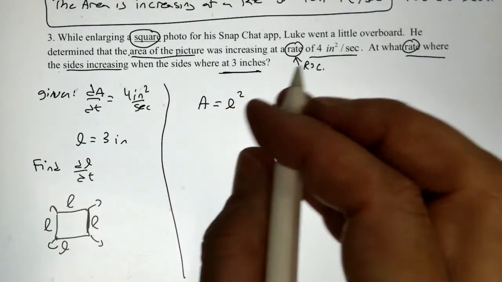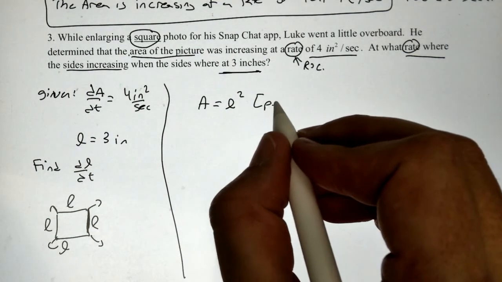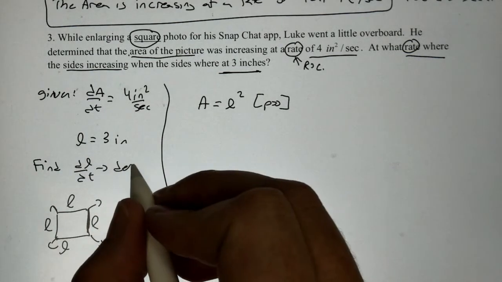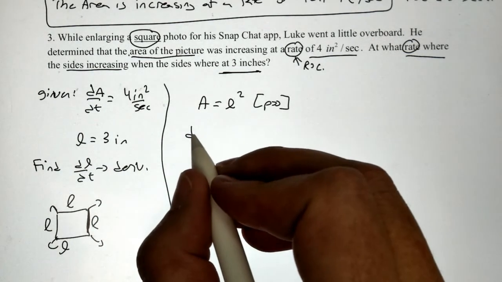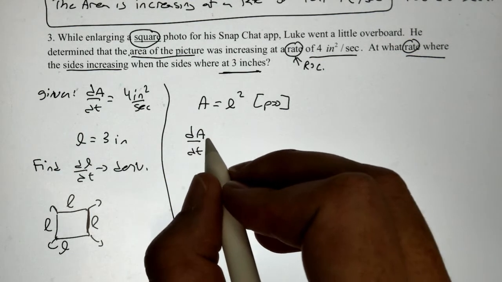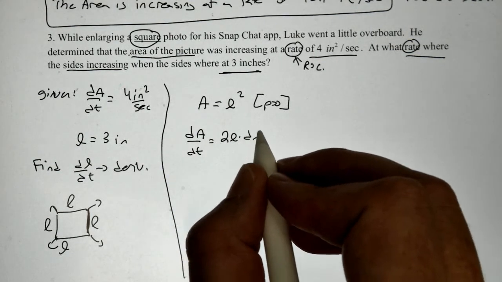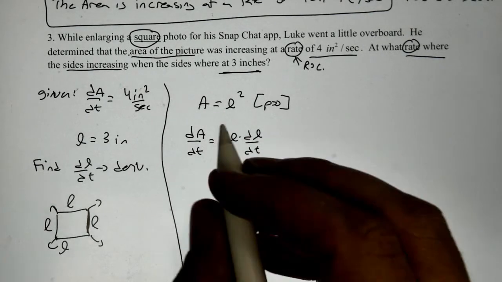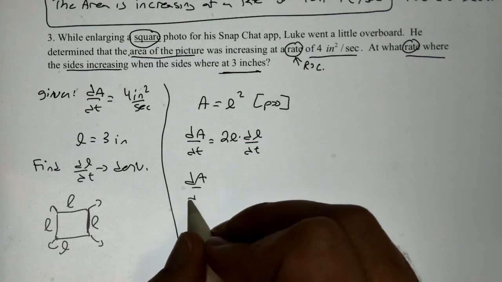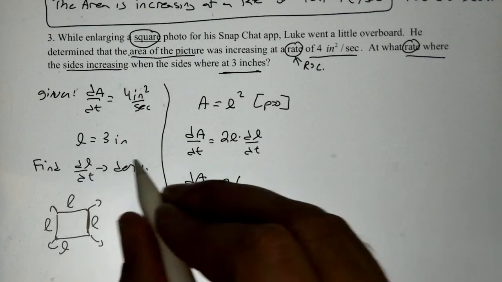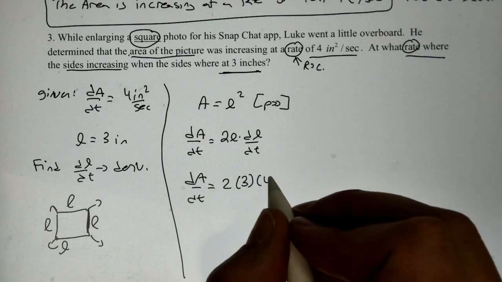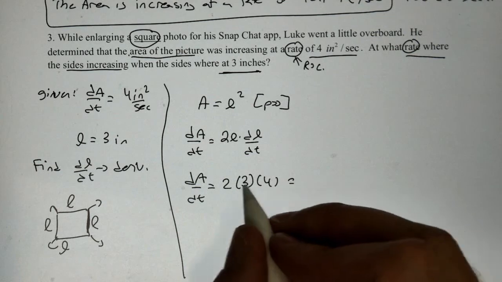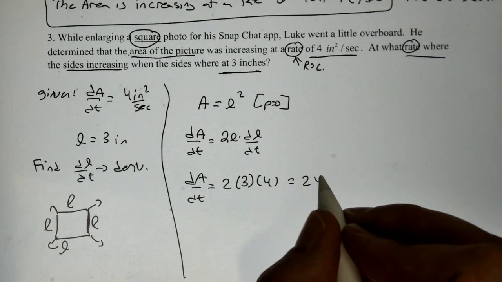So this is like my position. To get the velocity, or to get dL/dt, we're going to need the derivative here. We need the derivative with respect to t. We get dA/dt, and that's going to equal 2L dL/dt. And from here I can just plug everything in. dA/dt, 2L, they're telling me is 3, and dL/dt is 4. And I can just write this all out. This becomes 6 times 4, which is 24.